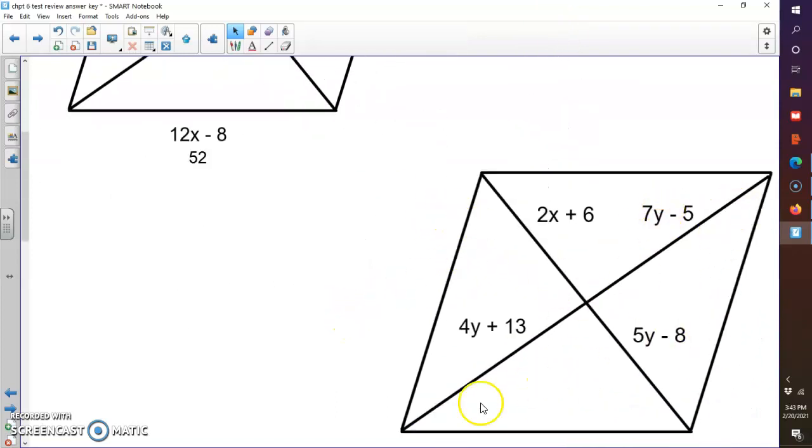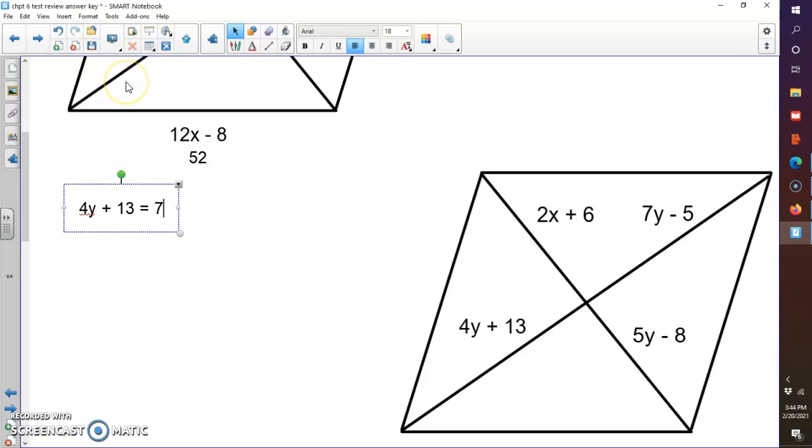With a parallelogram, diagonals bisect. In this case, I'm setting two y's equal to each other, or an x and a y. So I want to set the y's equal. 4y plus 13 equals 7y minus 5. That's the good decision. We're going to get 18 on this side. We're going to get 3y here, and my 6 equals y.